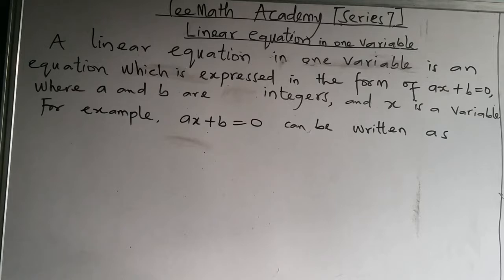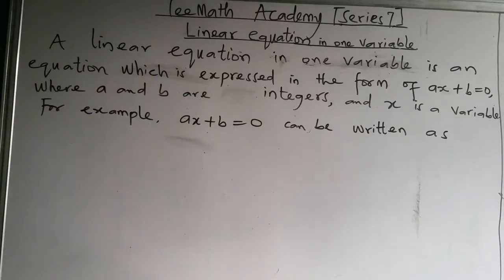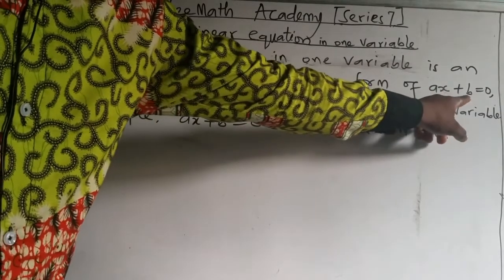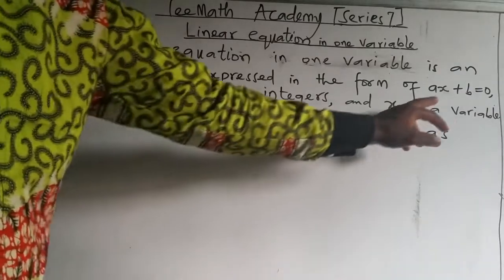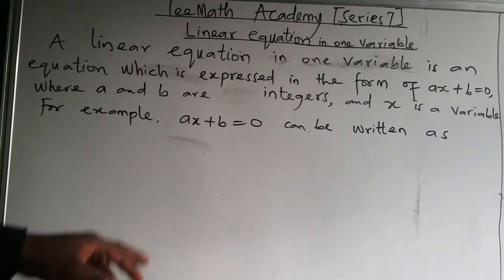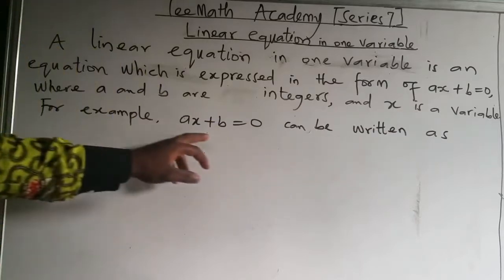This is an equation which is expressed in the form of ax plus b equals to 0, where a and b are integers. Integers means a whole number that does not have a fraction. Whole numbers. So this a can be a number and b also is a number. Then it remains x. So this x is the variable. For example, we can write ax plus b equals to 0.